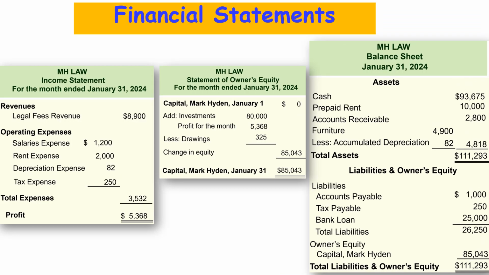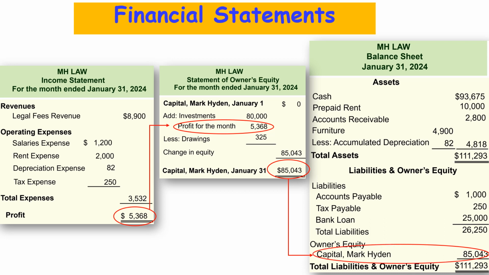All right, so here are the financial statements one last time, all three together. And just to remind you of the link between the financial statements here: the ending balance of the profit and loss from the income statement goes on to the statement of owner's equity, and the ending balance on the statement of owner's equity becomes part of the balance sheet. So this was preparing the financial statements from the trial balance.